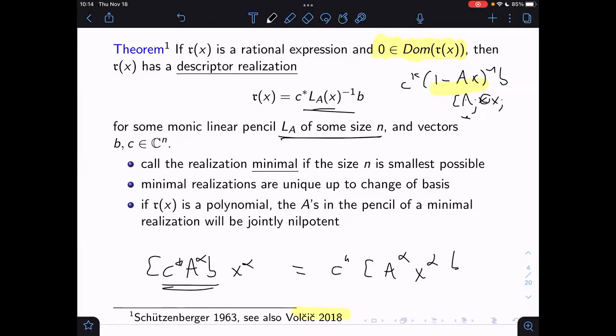But notice that if I started with a polynomial, then this series sort of is zeros after some point. Which tells you that these numbers, these coefficients, these entries of the A to the alphas will be zero. So one way for that to happen is, of course, if the A's are jointly nilpotent, if the powers of the A's for large alpha are all zero.